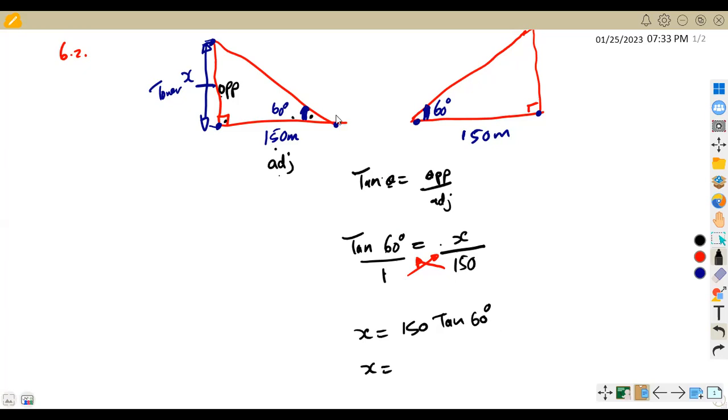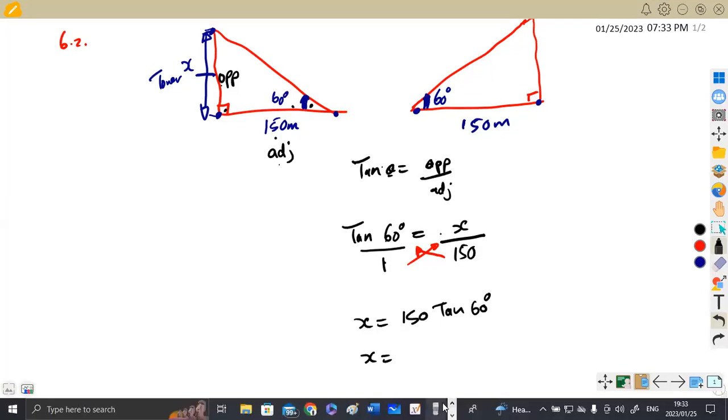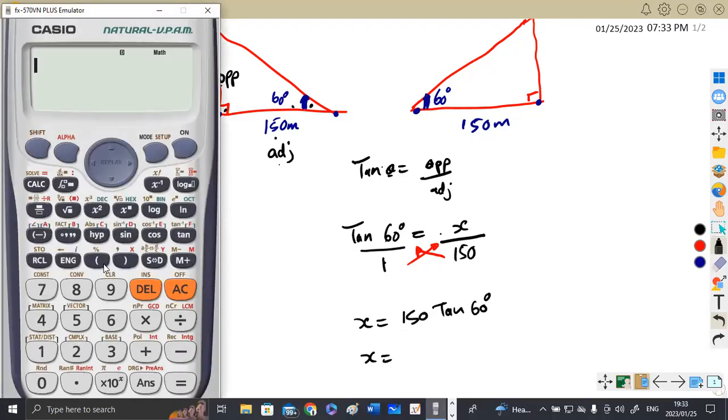Okay, let me just change the share screen so that we can have a calculator on the screen here. All right, so I think now we can see everything on my screen. We are going to make sure that your calculator also is in degrees. So this is 150 times tan of 60 degrees, which is 259.8, something like that.